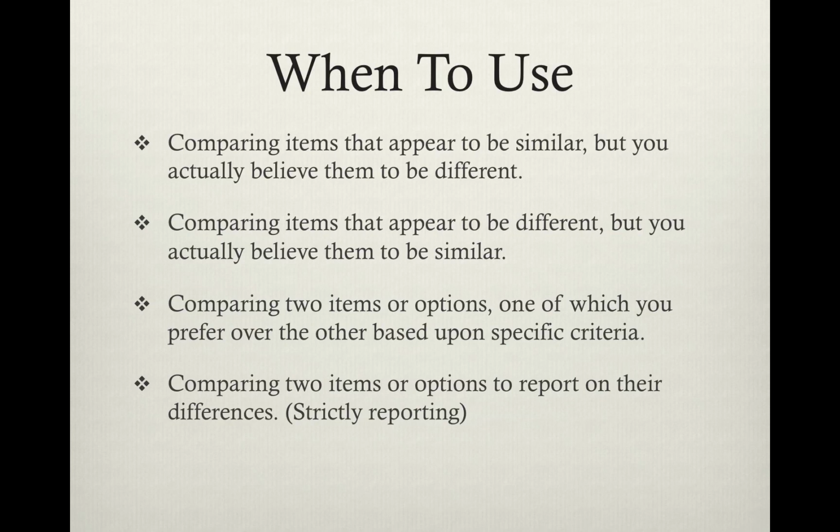Another reason, which is similar to the one above it, is just comparing two items or options to report on their differences, or to report on their similarities, or to report on what our options are. And that's strictly a reporting type of essay. That's one where you step back and you're not really trying to be argumentative. You're just trying to show, here's this side, here's the other side. You try to be unbiased in the delivery of it. And when we're reporting, that's fine.